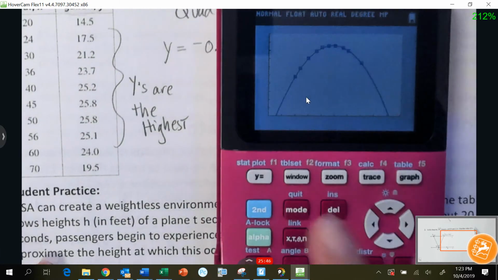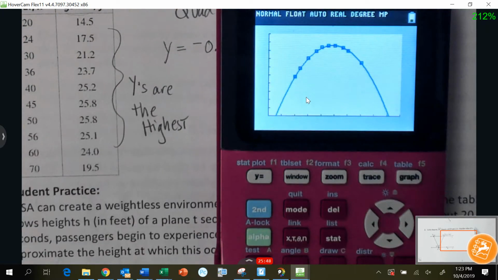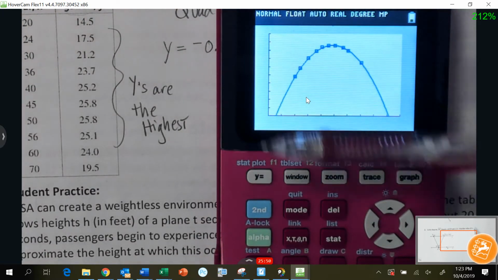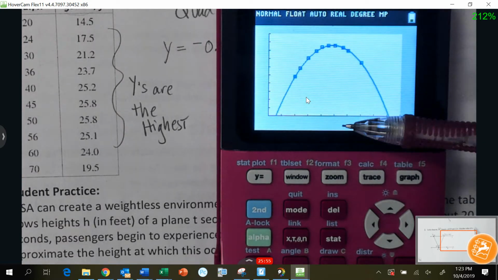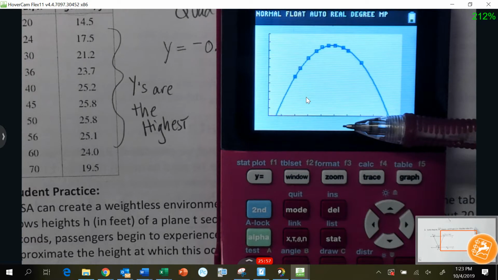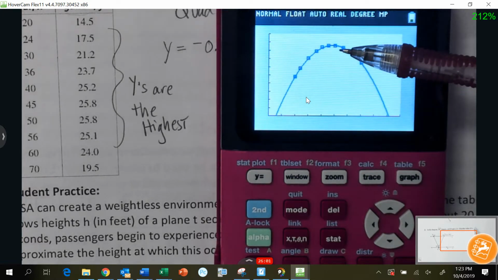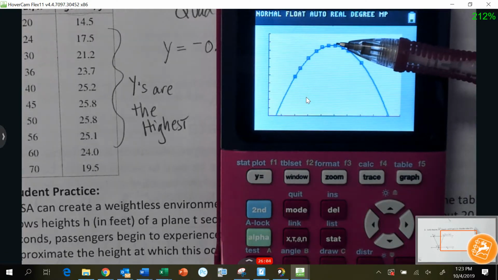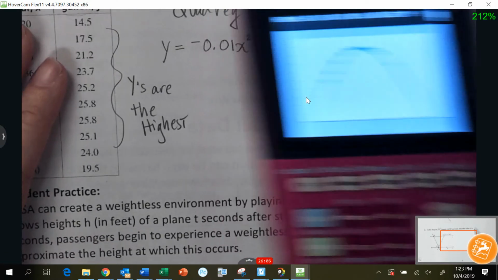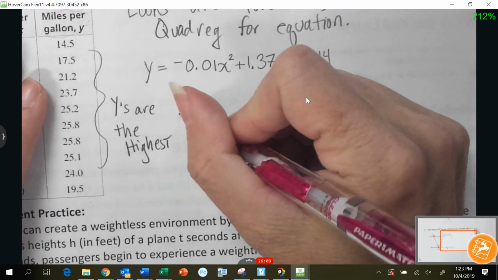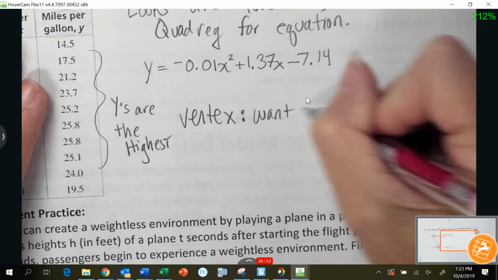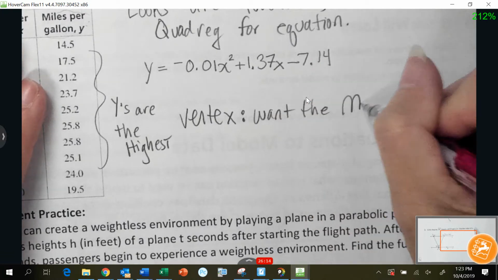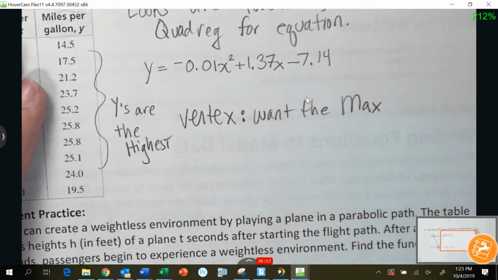So let's look at our calculator. If we're thinking about the highest Y possible, and we're looking at this picture, where is the highest Y possible? It is the vertex. And we call that the maximum value because it's the highest value. So we're looking at the vertex, and we want the max value, the highest value.